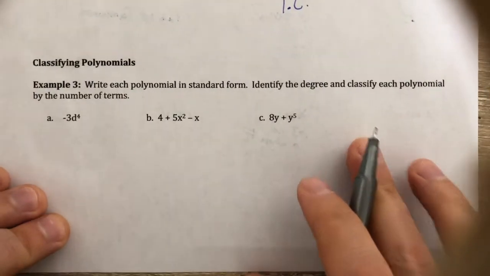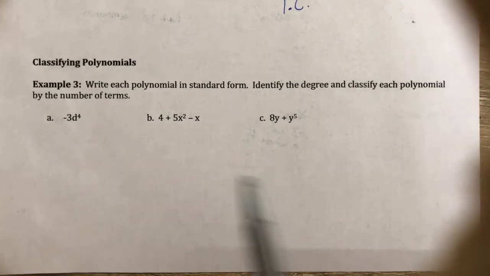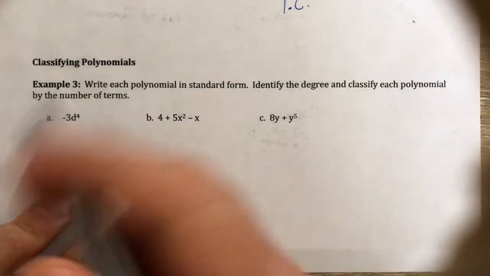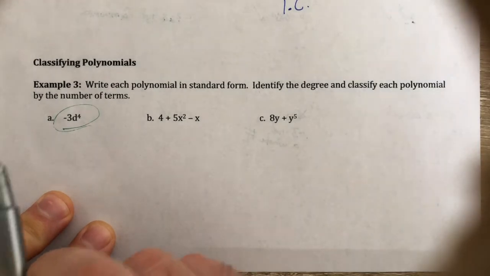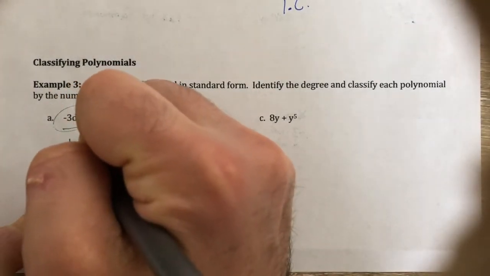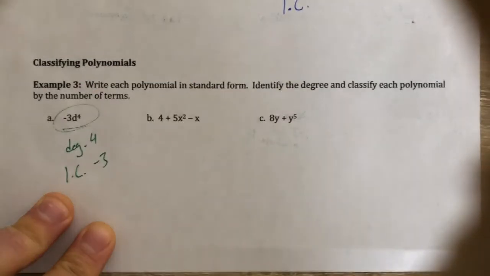At this point, this is one of those things where you should pause this and try this on your own before watching me go through it. Write each polynomial in standard form, identify the degree, and classify each polynomial. There is nothing to be done here. I can't rewrite it in any order, but it's degree 4, and its leading coefficient is -3.